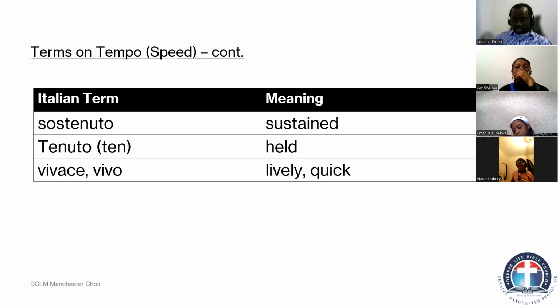The other one, which is somehow related or similar to sostenuto, is tenuto. Tenuto also means sustain. It means held. We're going to look at it eventually when we look at the signs to see how these are represented in time.